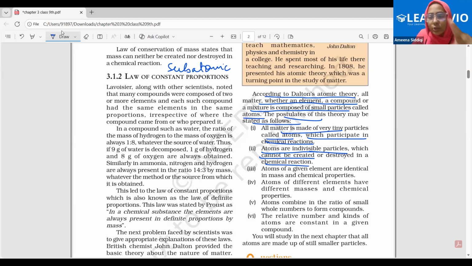Now according to him, atoms are indivisible, fine, and they are participating in the reaction, that is fine. Now, according to him, atoms cannot be created or destroyed in a chemical reaction. What does this show? Let's suppose we are having the reaction as it is. The combination will change, but the atoms will remain as it is. What does that show? The mass of the atoms is intact. Therefore, the law of conservation of mass is actually shown by this postulate of Dalton's atomic theory. This point shows that it is following the law of conservation of mass.